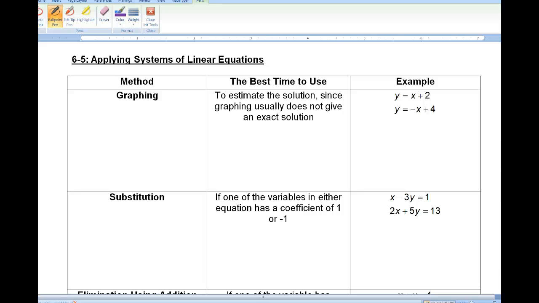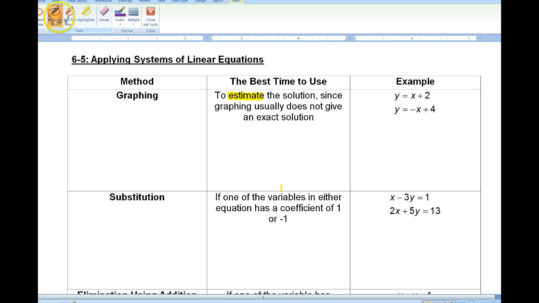Okay, so this next lesson is nothing new. It basically summarizes all the different methods that we've used to solve systems of equations. So what was the very first method we learned? Graphing. We learned graphing. This is when we want to estimate the solution, sometimes we don't actually know. We look to see where they intersect.